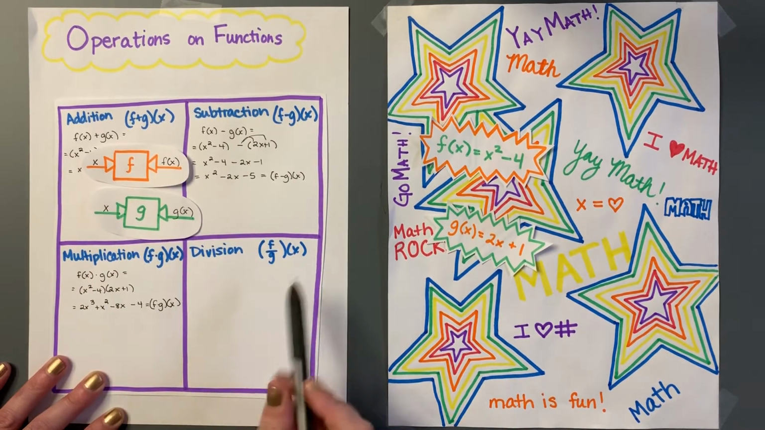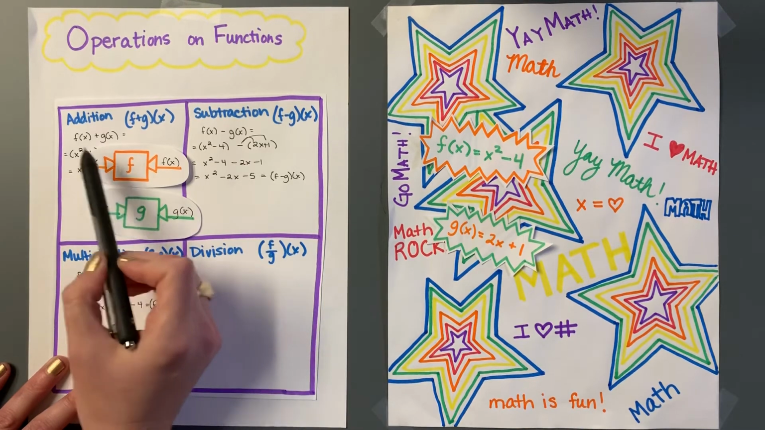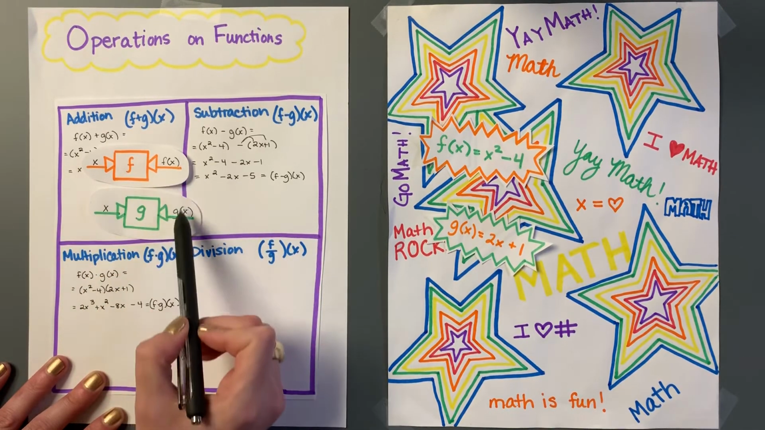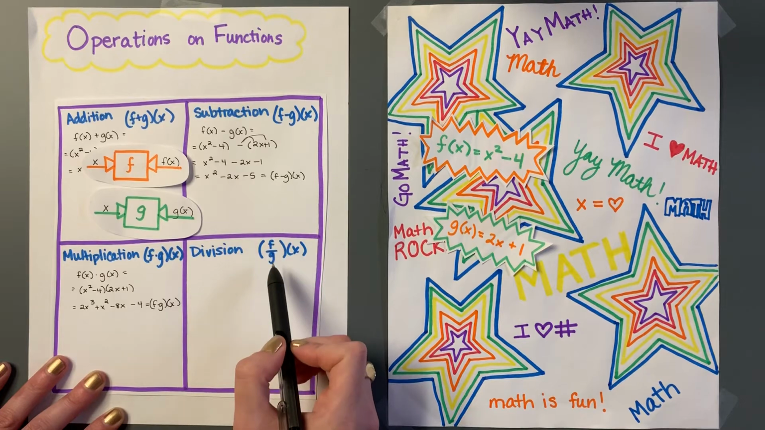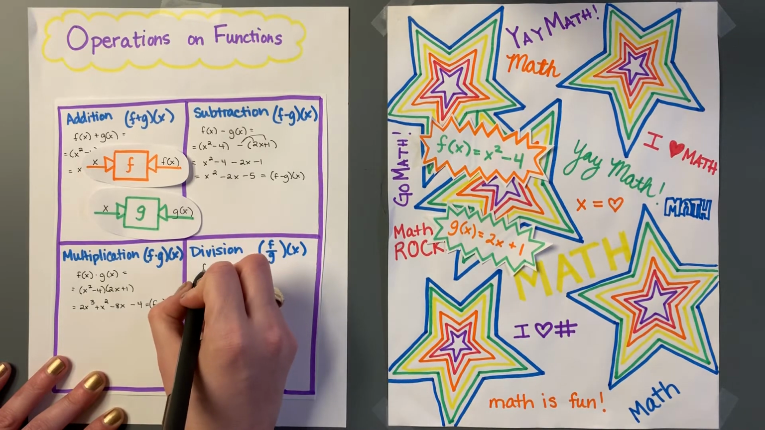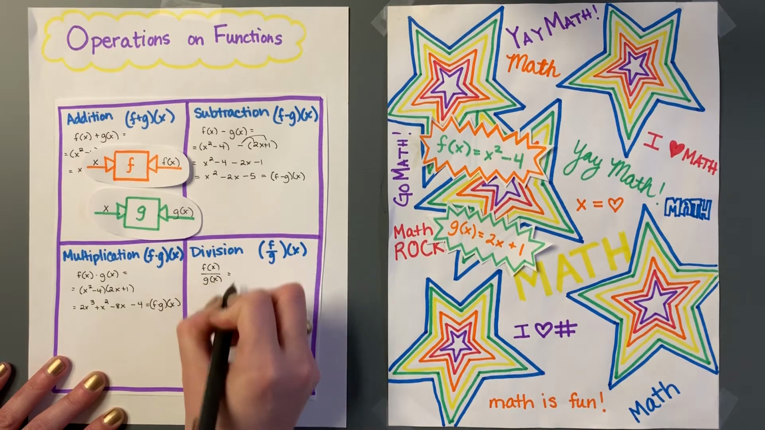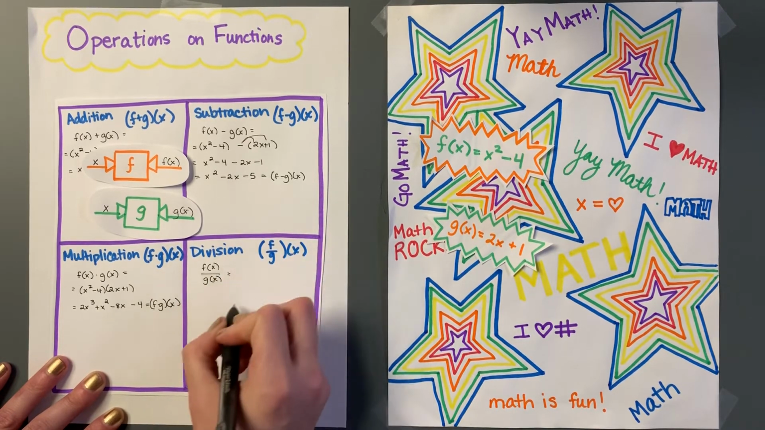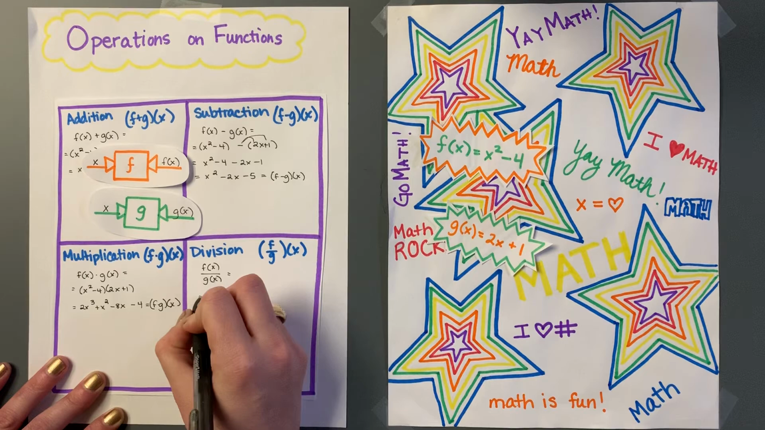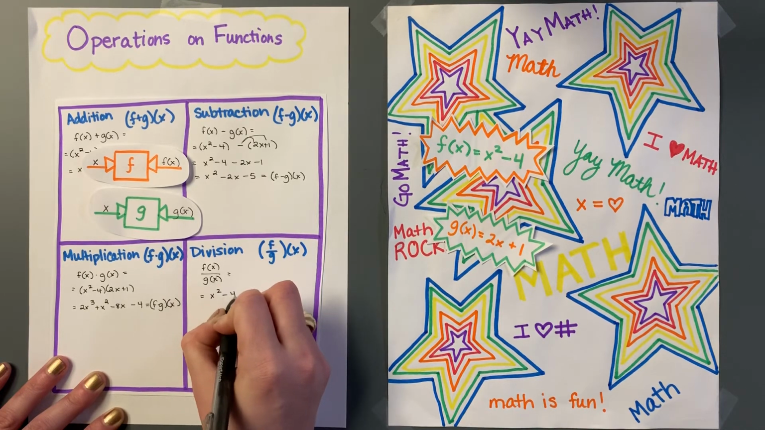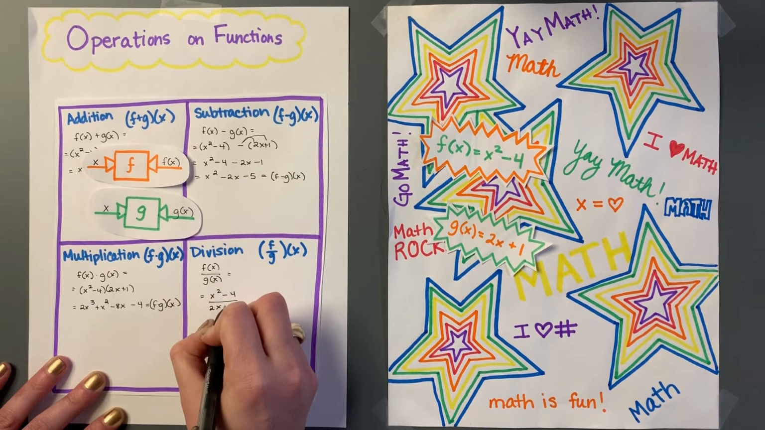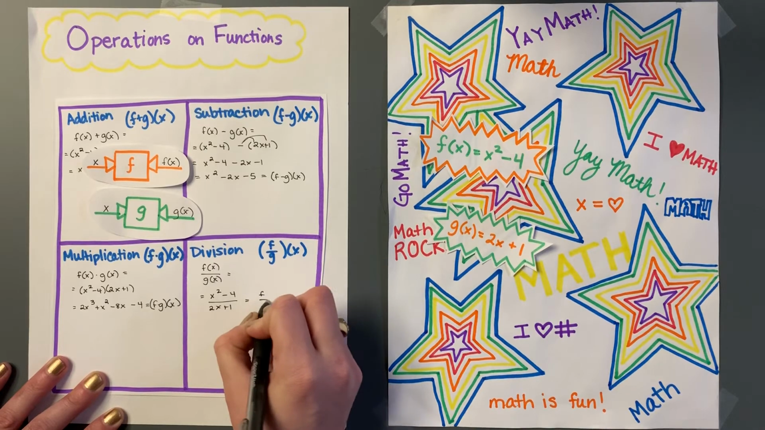Division works the same way. I put the same x value into each of my functions. I get their outputs, and I take my f and divide it by g. So this becomes f of x divided by g of x, giving me x squared minus 4 divided by 2x plus 1.